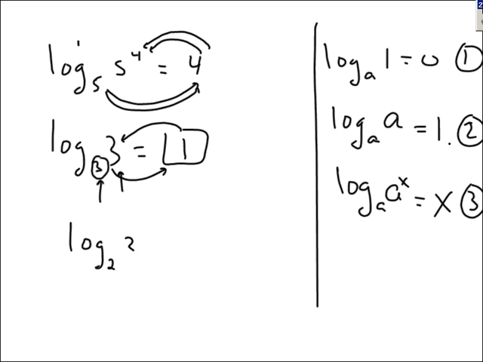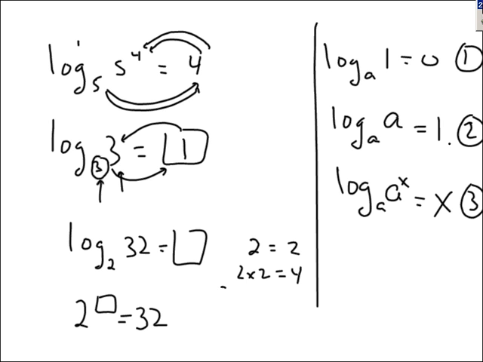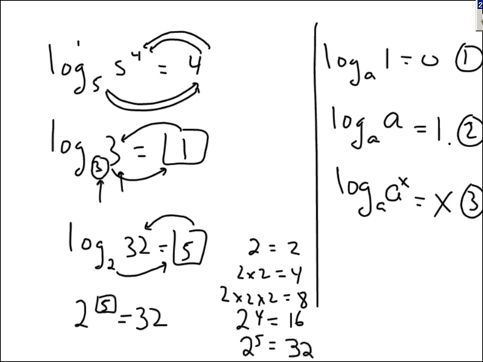Log base 2 of 32. This is asking 2 to what power is 32? A lot of students say, well, I don't know. Fine. You don't know. Not a problem. 2 is 2. 2 times 2 is 4. 3 times is 8. 4 times will be 16. 5 times will be 2 times 16, or 32. 2 to the 5th is 32.